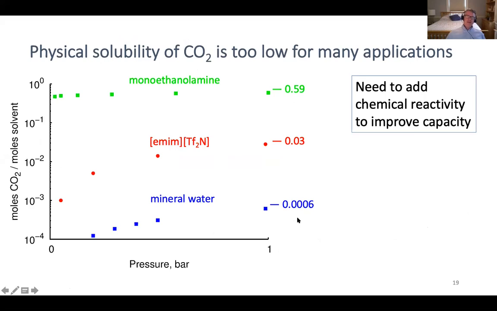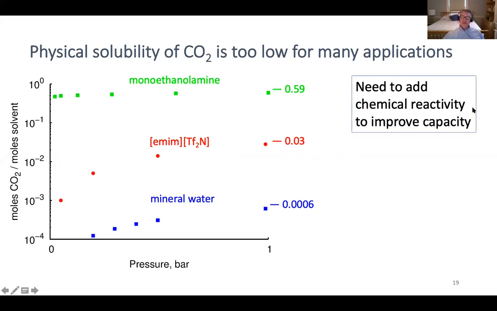Now, what about this reactivity? Well, it turns out that the physical solubility of CO2 is actually quite low. Normal solvents that are used to do CO2 capture have an amine reactive group, and you can get over 0.5 moles of CO2 to dissolve for every mole of solvent when you have a chemical reaction taking place. But in these ionic liquids I've been talking about before, it's just physical dissolution. So even though it looks like a pretty high solubility, it's actually not that high. It's just a couple percent on a mole per mole basis.